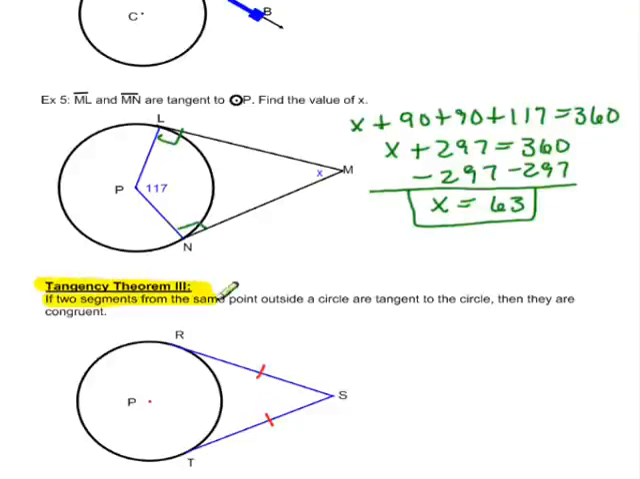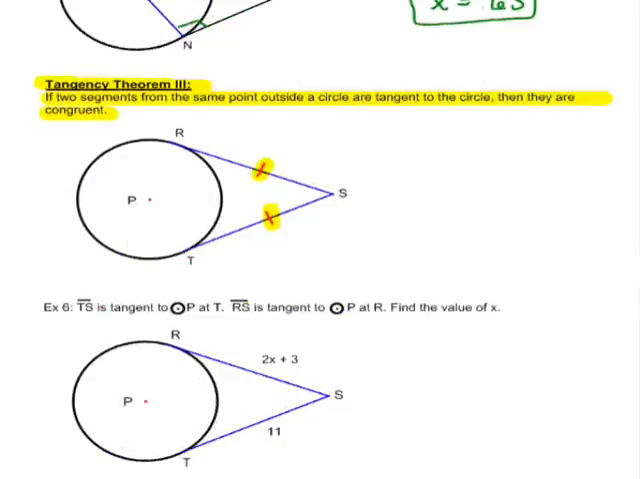All right, there is one more theorem that we need to talk about, the tangency theorem 3. It says if two segments from the same point outside of a circle are tangent to the circle, then they are congruent. And that's what we're showing here in this picture, that these two tangent lines are always congruent to each other.